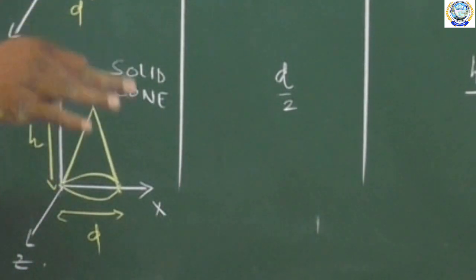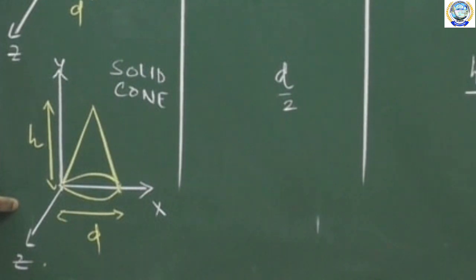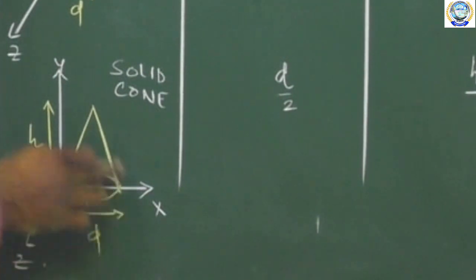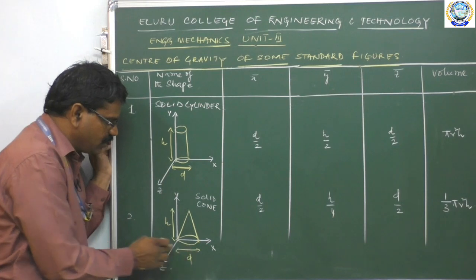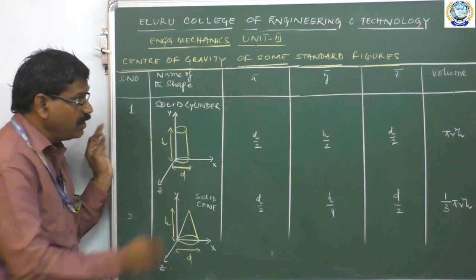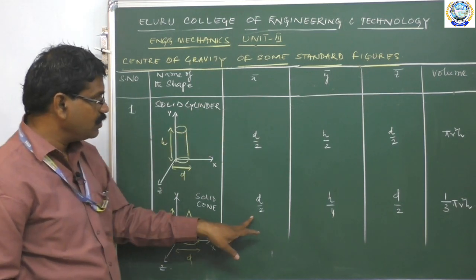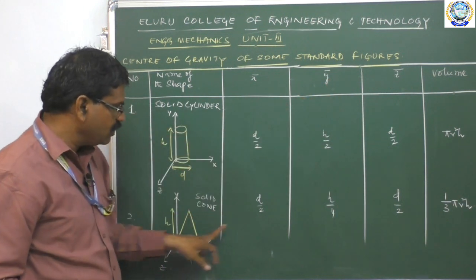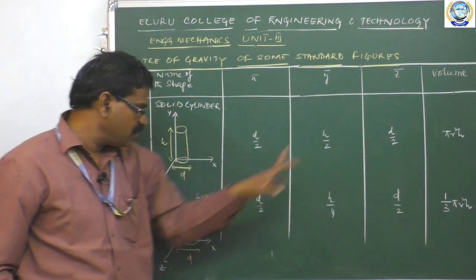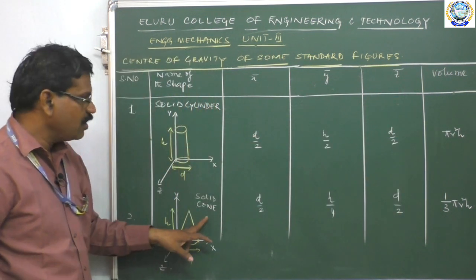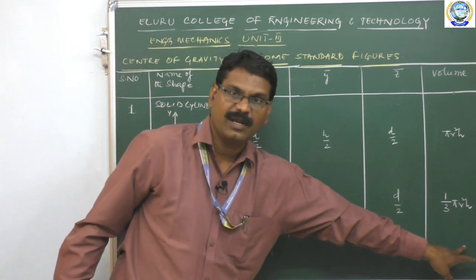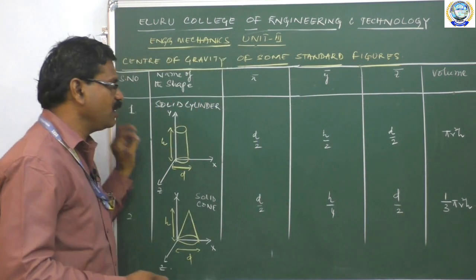The way you have to draw a solid cone in a three-dimensional plane is like this. This is the x-axis, this is the y-axis, this is the z-axis. In a solid cone also, we have two parameters. One is the diameter from here to here, the other one is the height. The x coordinate of a solid cone is d by 2, the y coordinate of a solid cone is h by 4, the z coordinate of a solid cone is d by 2, and the volume of a solid cone is 1 by 3 pi r square h.